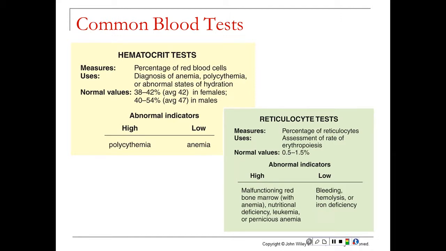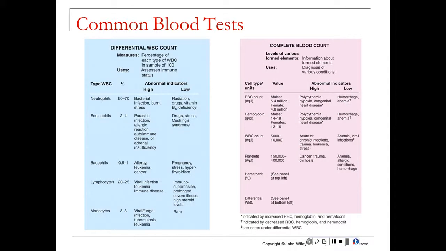There's a reticulocyte test. This is testing the percentage of reticulocytes, so this is assessing the rate of red blood cell formation. This could indicate bleeding or hemolysis or iron deficiency or even a malfunctioning of the red bone marrow, nutritional deficiency, or leukemia. There's also a differential white blood cell count. This is going to give you a percentage of each type of white blood cell in a sample of 100. So this is going to assess immune status.